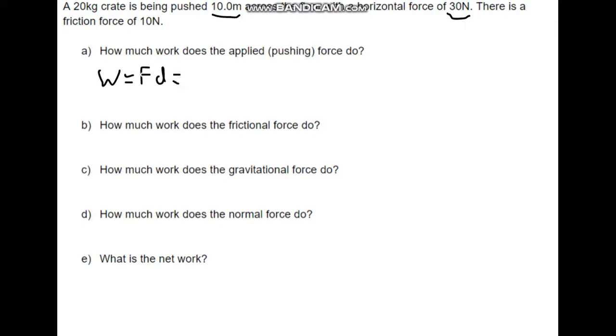Well, we know work equals force times distance. We know the force applied, which is 30 newtons, and we know the distance traveled, which is 10 meters. So we just multiply those two together and we get 300 joules. Now, how much work does the frictional force do? Well, the force of friction is 10 newtons applied over 10 meters. So we use work equals force times distance, which would just be 10 newtons times 10 meters.